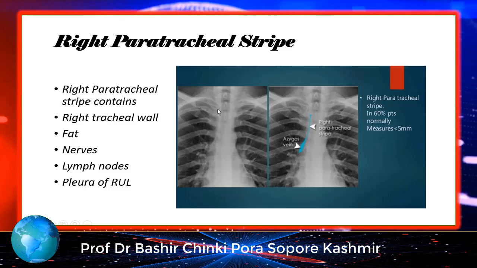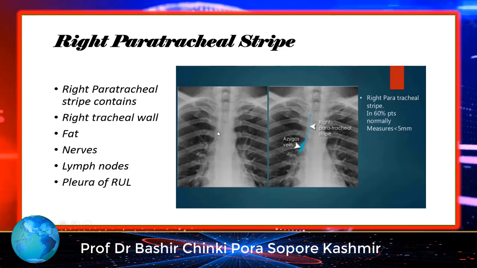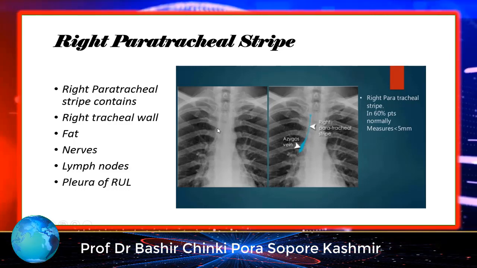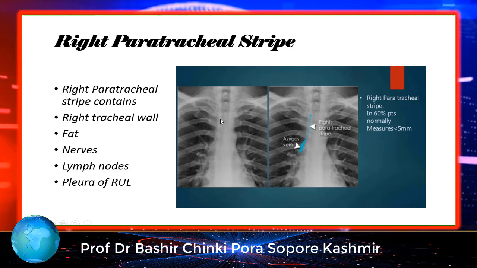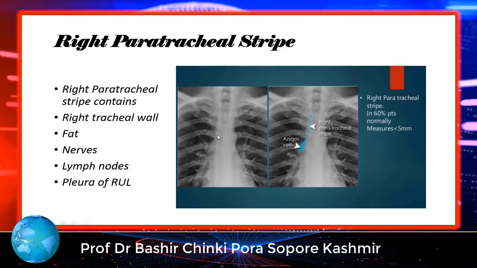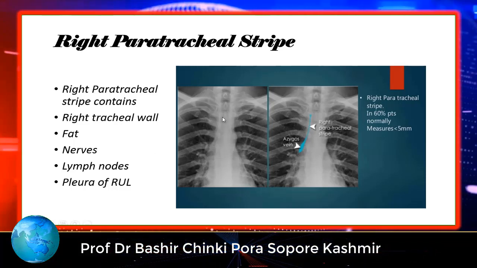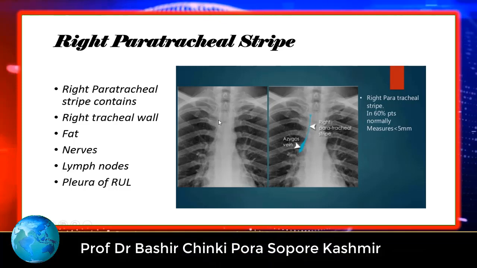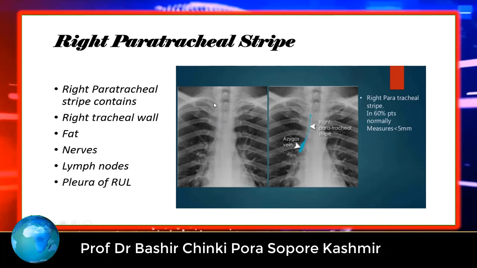So this is the right upper lobe. It will be covered by the pleura. So pleura forms part of the right paratracheal strip or right paratracheal line. As I said, this right paratracheal line is formed by the right tracheal wall, fat, nerves, lymph nodes, and pleura of the right upper lobe.